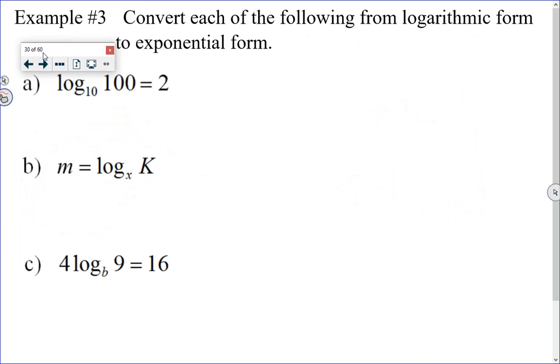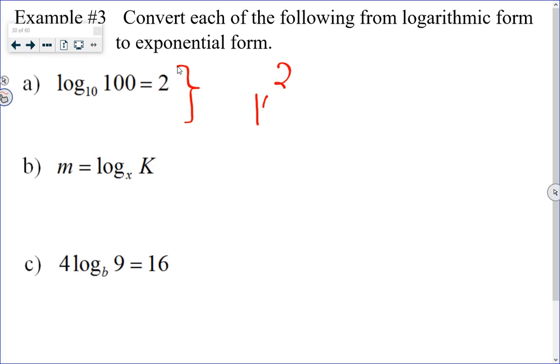Let's take a look at 3a, convert to exponential form. Well, 2, see, I'm sorry, this is just how I think, and I think it's useful. I look at that and I say 2 is the exponent to which you raise 10 to get 100. It just kind of flows. Once you get in the idea that the logarithm is the exponent, and the logarithm is 2, then 2 is the exponent to which you raise the base. M is the exponent to which you raise x to get k.